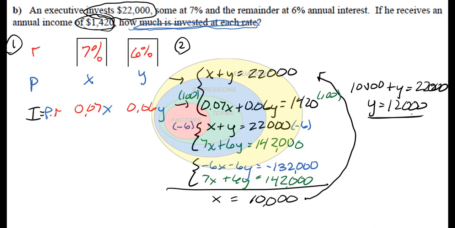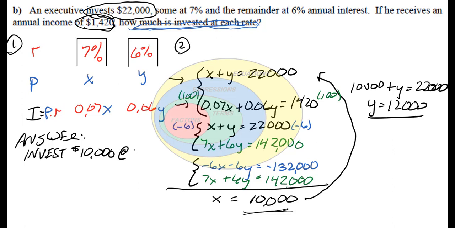So I got my two answers from algebra. So what's the answer to the question? So I want to find how much is invested at each rate. So X is 10,000. So it looks like I'm going to invest $10,000 at the 7% rate. And I'll invest the $12,000 at the 6% rate.